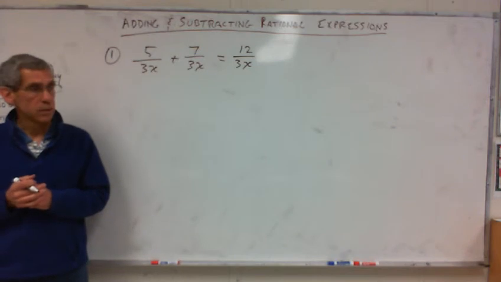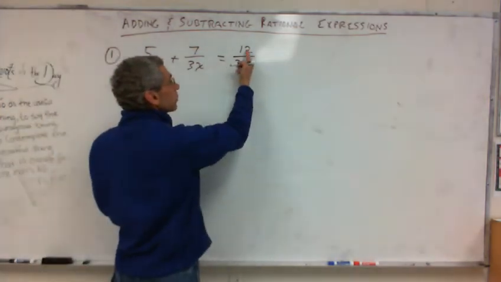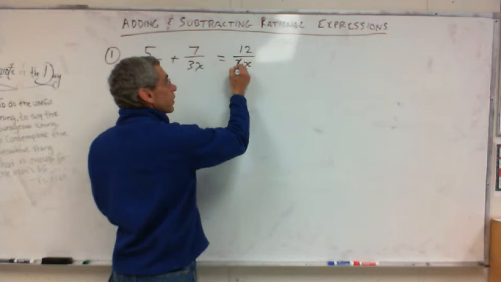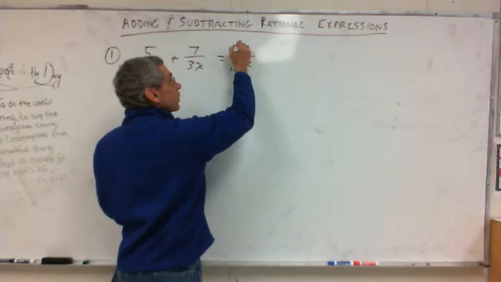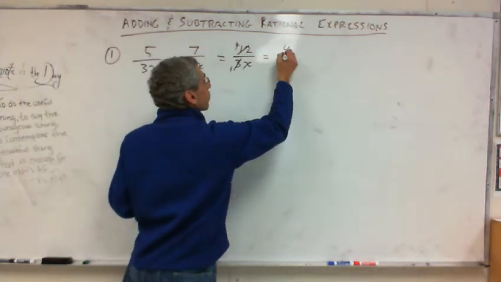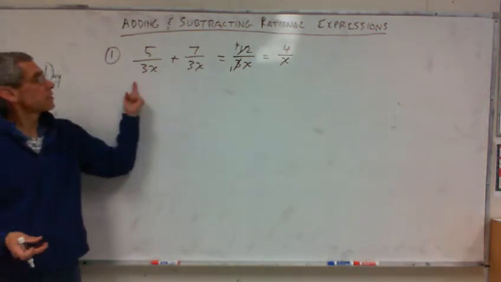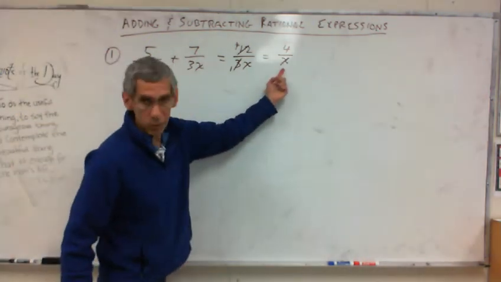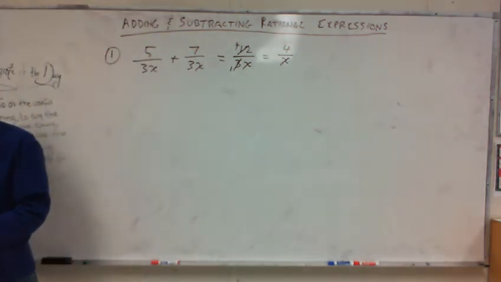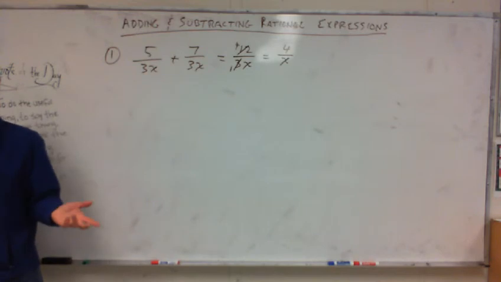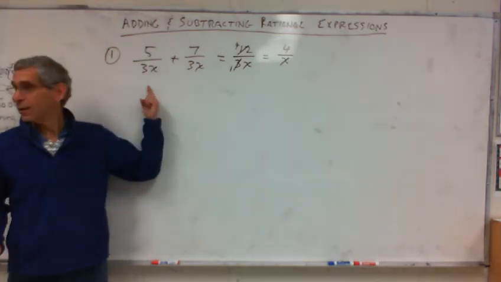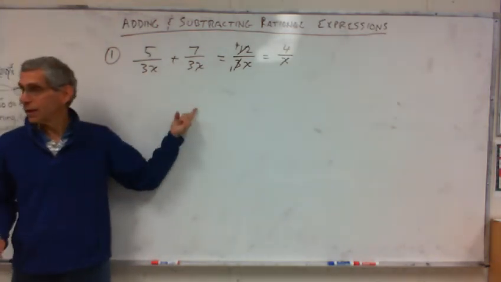You can simplify it. 3 goes into both of these, right? So I can say 3 goes into this once, 3 goes into that 4 times. So I have 4 over x, right? So that's my answer. This big mess is really just 4 over x. That's pretty easy, right? It's great when they're already common denominators.